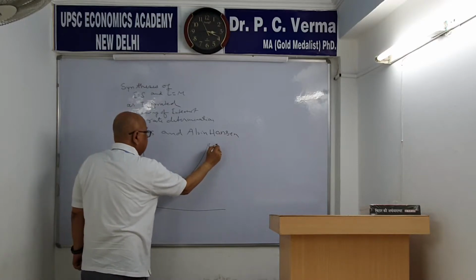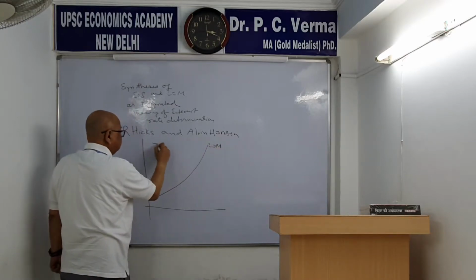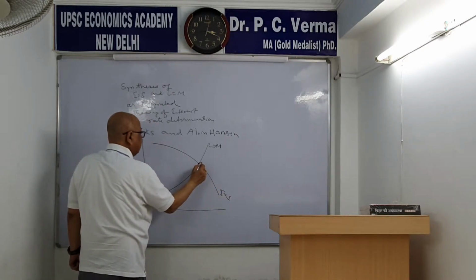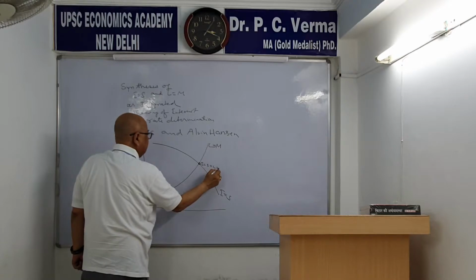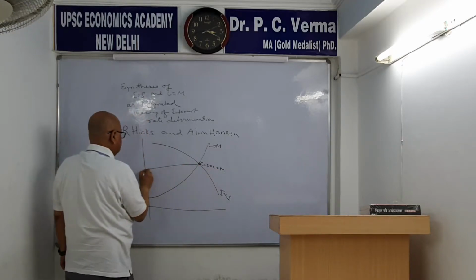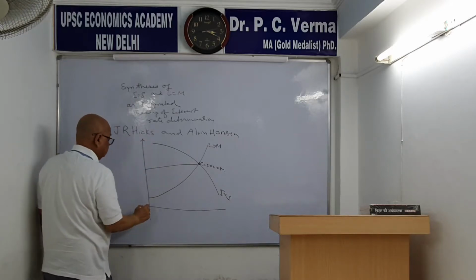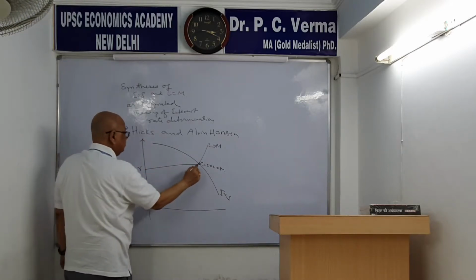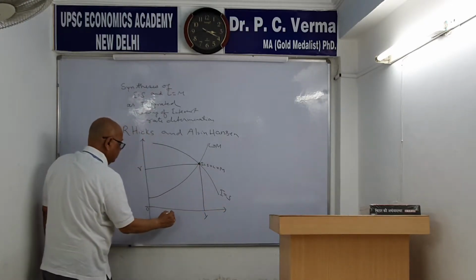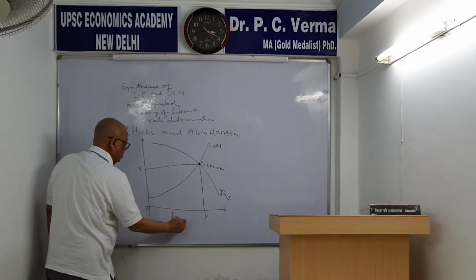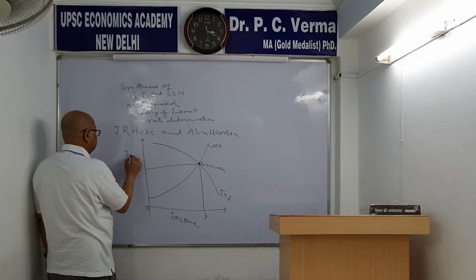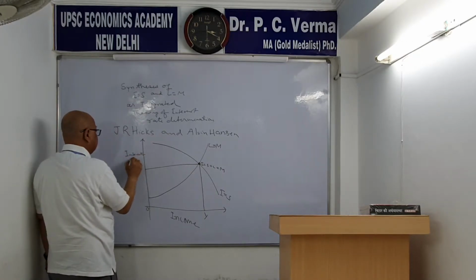This is the L is equal to M curve. This is the I is equal to S curve. At this point, I is equal to S is equal to L is equal to M. This is income. This is interest rate.